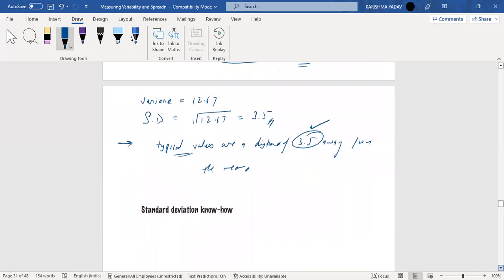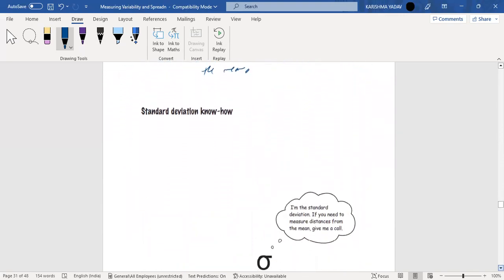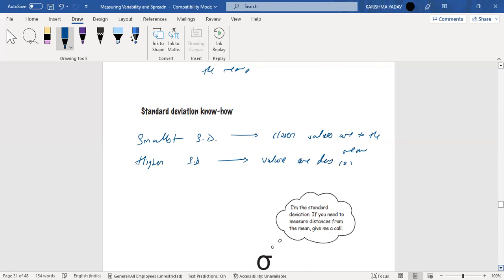Now, what does the standard deviation say? We have seen that the standard deviation is a way of saying how far typical values are from the mean. The smaller the standard deviation, the closer values are to the mean. The higher the standard deviation, the more spread out the values are, or the less close to the mean. And what is the lowest value the standard deviation can take? The smallest value the standard deviation can take is 0.